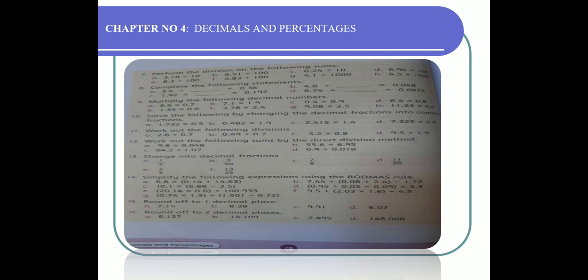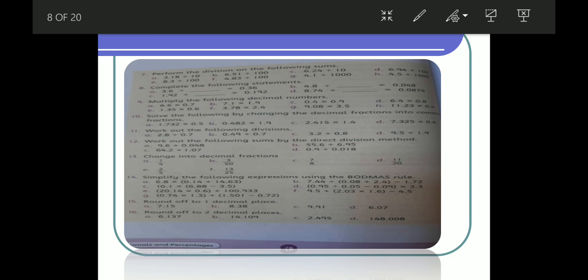Question number 7. Perform the division question, as I have solved the division part for your understanding in the previous slide. Question number 8. Complete the following statement. What you have to do is simply divide it. Question number 9. Multiply the following question. I have done the first part for your understanding.